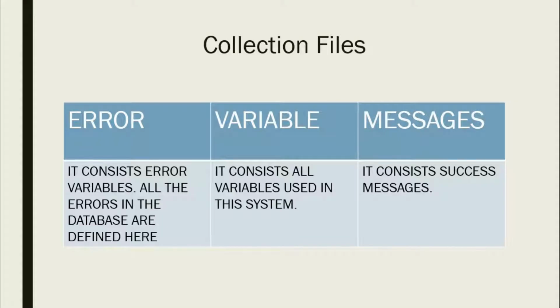Now these collection files are connected to the query processor. There are mainly three files in it: error, variable and messages. The error file consists of the error variables. All the errors in the database are defined here. Now the variable file consists of all the variables used in the system. Messages consists of the success messages.